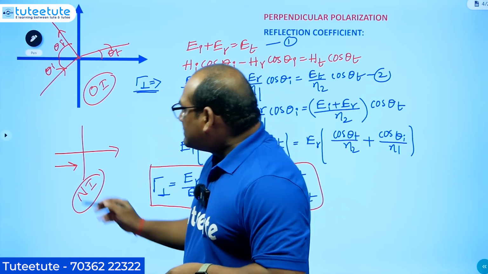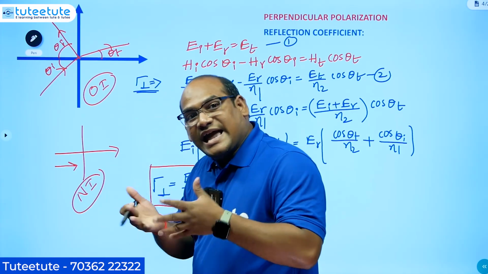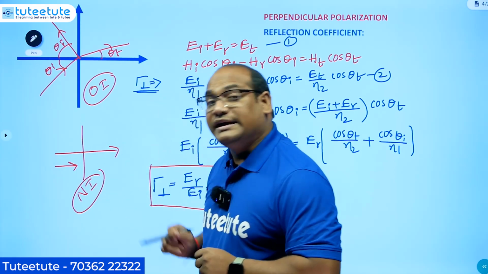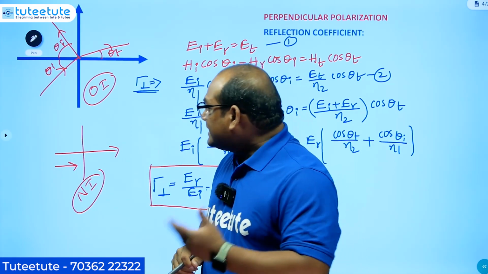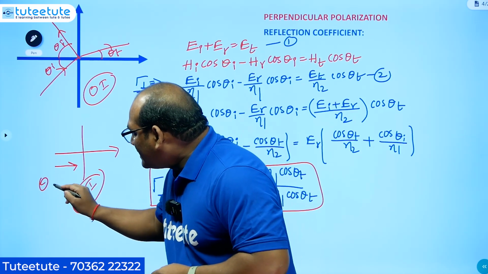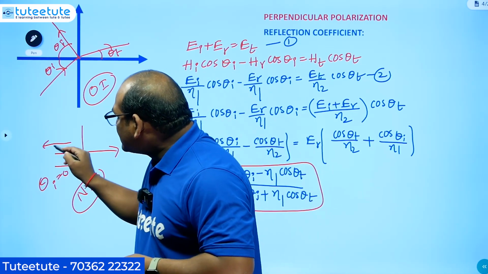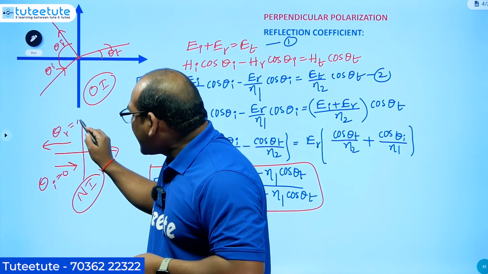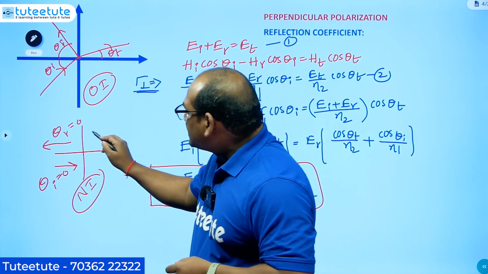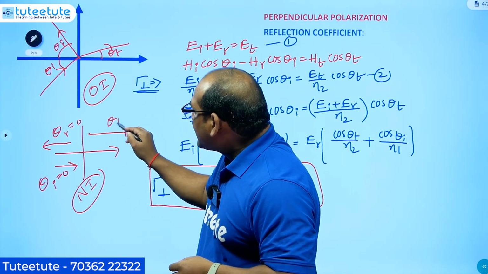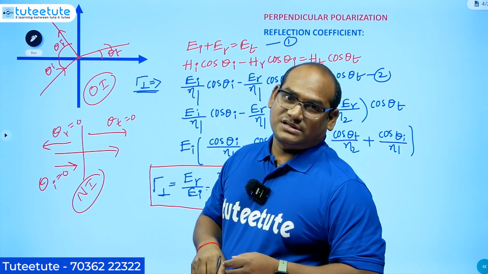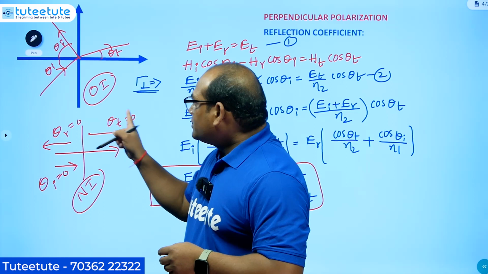Instead of this one, if the incident wave is not making any angle with the normal to the interface, okay, then here we can tell theta I is equal to 0. Then automatically this reflected wave is also not making any angle with the normal to the interface. This transmitted wave is also not making any angle with the normal to the interface. So theta I is 0, theta r 0, theta t 0.